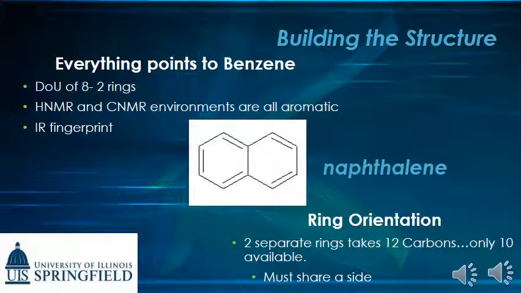Now, the big question is how we're going to orient these rings. Well, if we were to have the 2 rings be separated, it would take 12 carbons. But from our formula, we know that we only have 10 available. Therefore, the only way that they can be situated is they have to share a side. Now, this structure is shown in the front there by naphthalene. We're going to use this to build the rest of our structure.